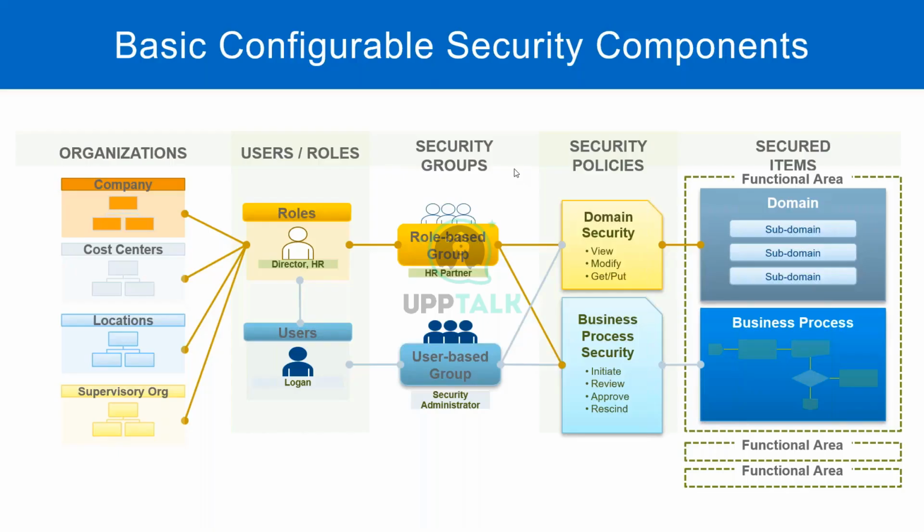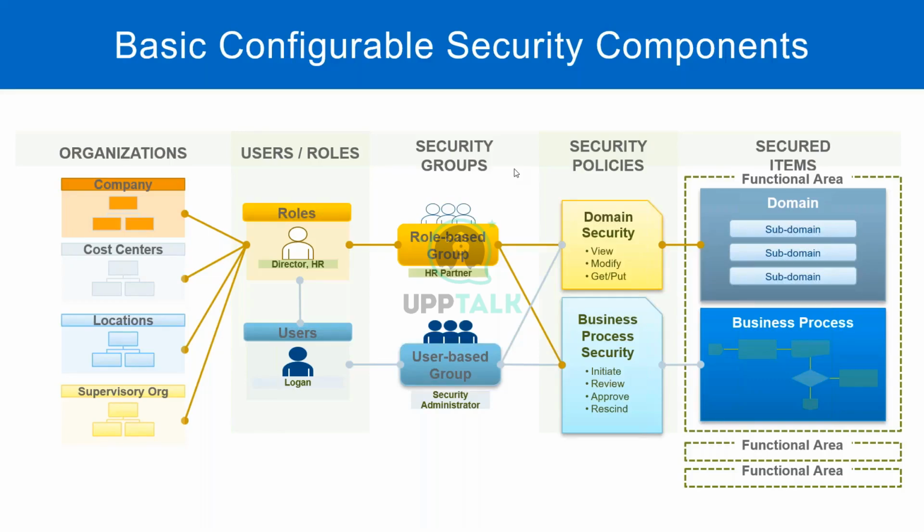I will show you the security policy. There, people make more sense in the security policy. And then we have another kind of security policy, that is the business process security policy. We have two kinds of security policies. One is the domain security policy, which gives you view and modify kinds of permissions. The other is the business process security policy.